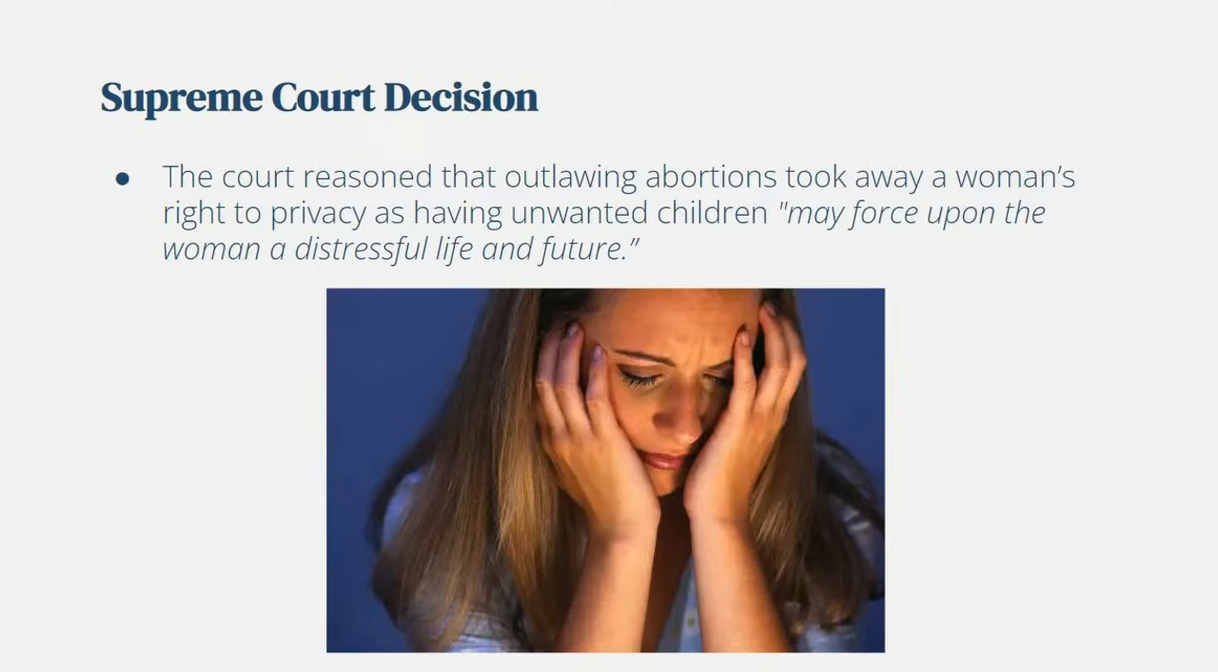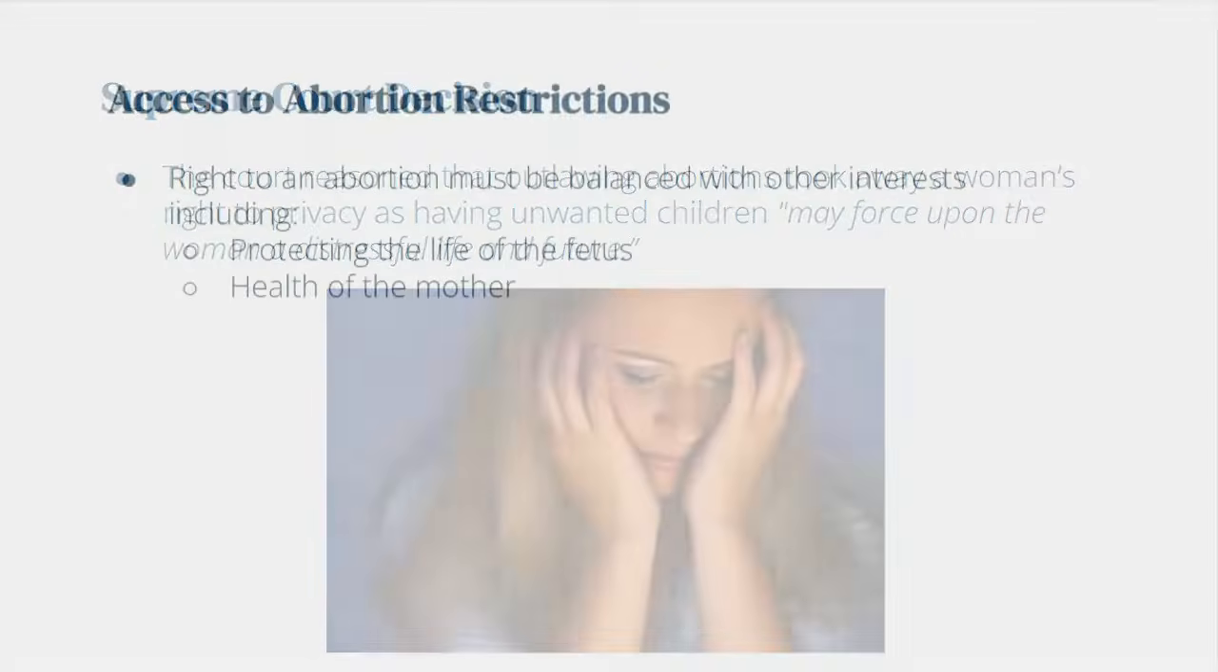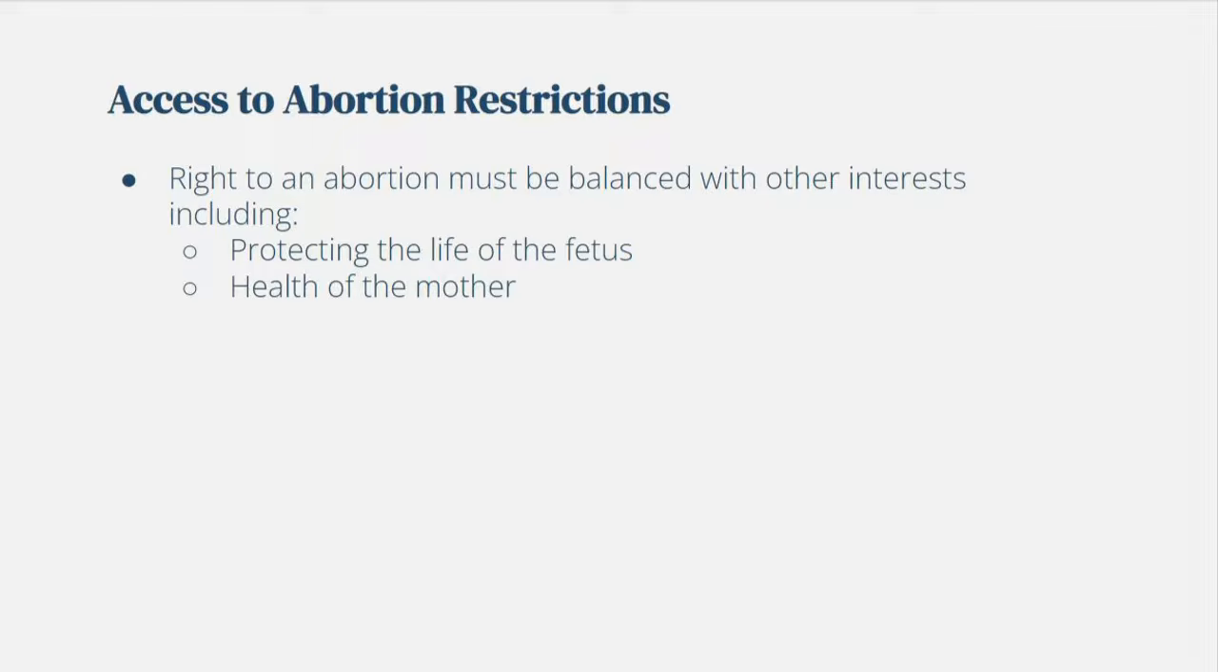The court reasoned that outlawing abortions took away a woman's right to privacy, as having unwanted children, quote, may force upon the woman a distressful life and future, end quote. The court did not open up unrestricted access to abortion, though, as it gave a rather vague direction that the right to an abortion must be balanced with the interests of government, including protecting the life of a fetus and also the health of the mother. States could impose some limits on access to abortions.